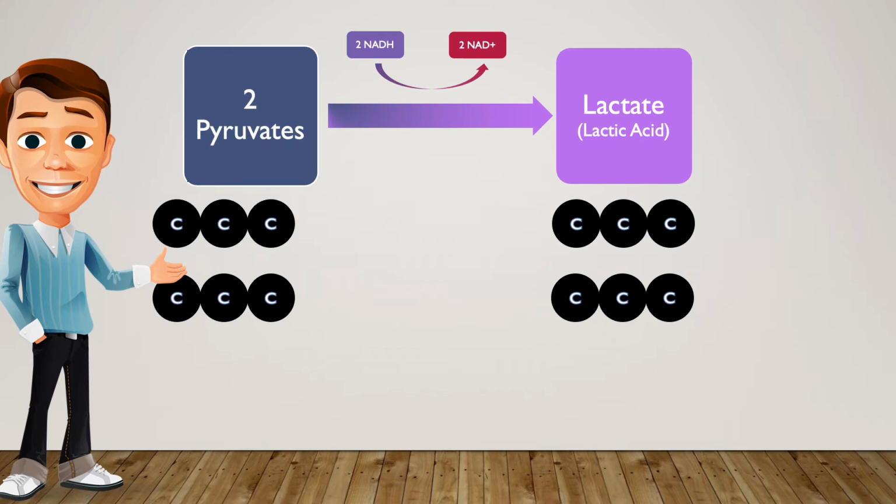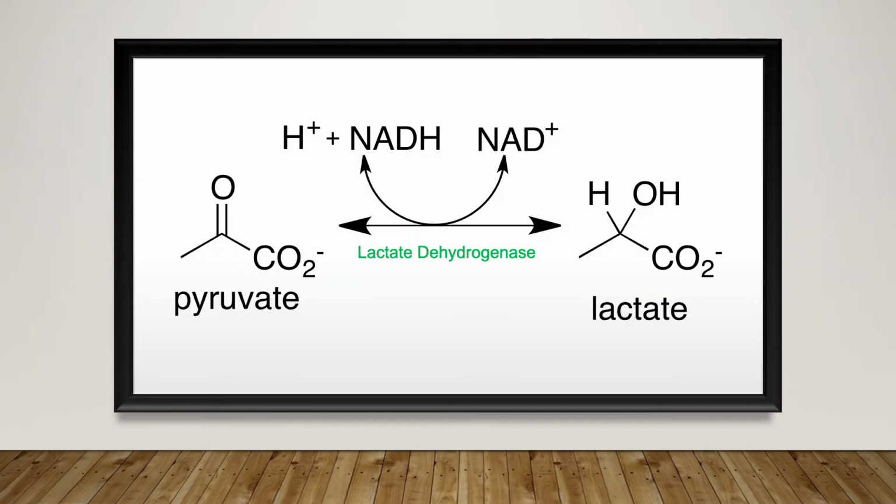From looking at this diagram, it's hard to tell the difference between the pyruvic acid and the lactic acid, as they are both three carbon molecules. But if we look at this more in-depth picture of what is occurring on a molecular level, we can see that the pyruvate has an oxygen that is double bonded to it. But whenever the fermentation takes place in the presence of lactate dehydrogenase, the pyruvate will gain an electron and will also gain the hydroxide.